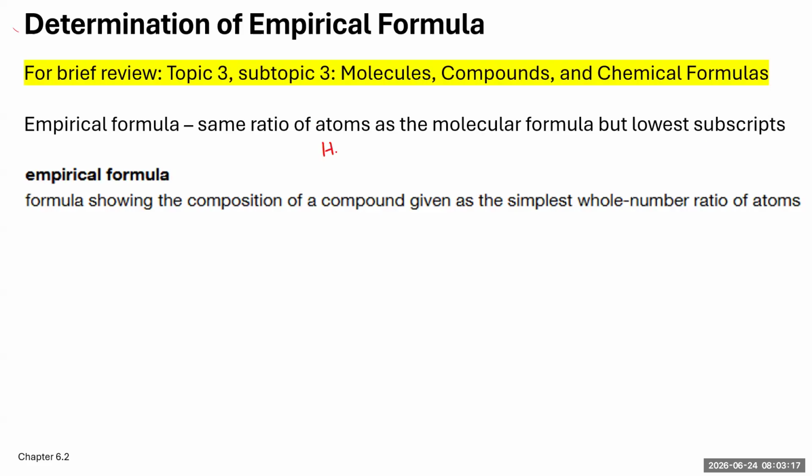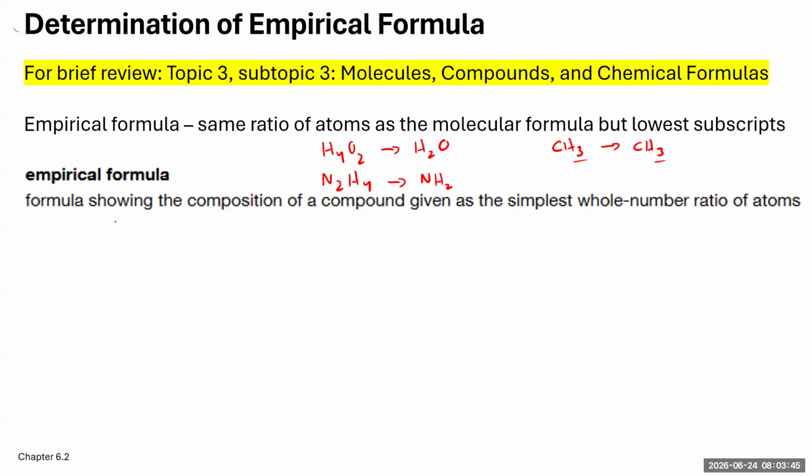So something like H4O2 would be H2O. Something like N2H4 would be NH2. Something like CH3 would be CH3, right? Because you can't get any lower ratio than that.